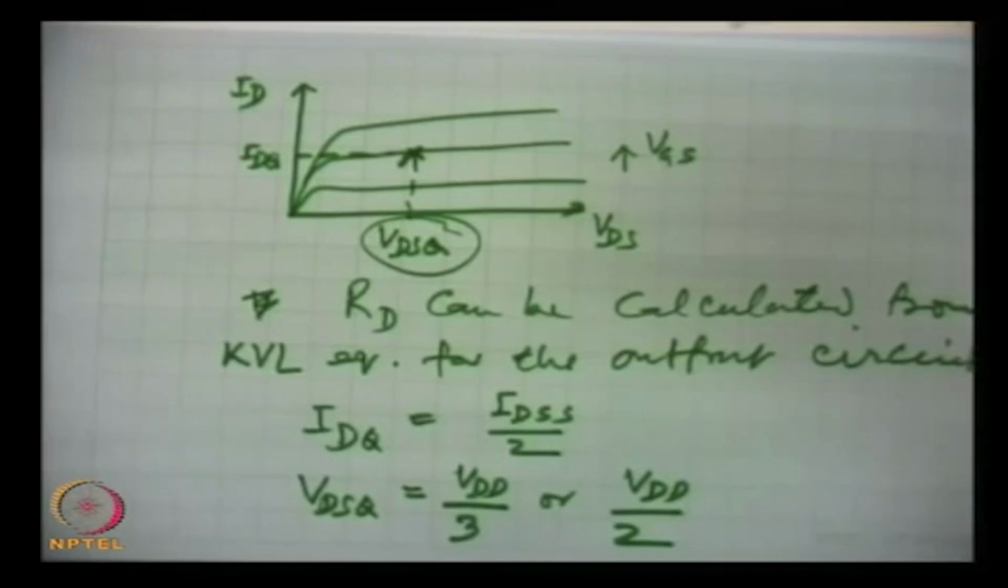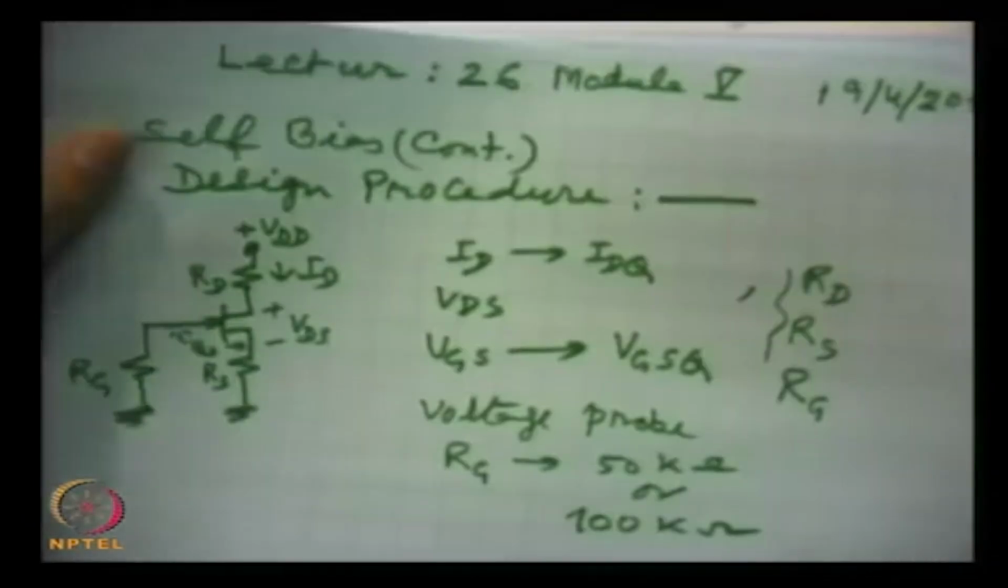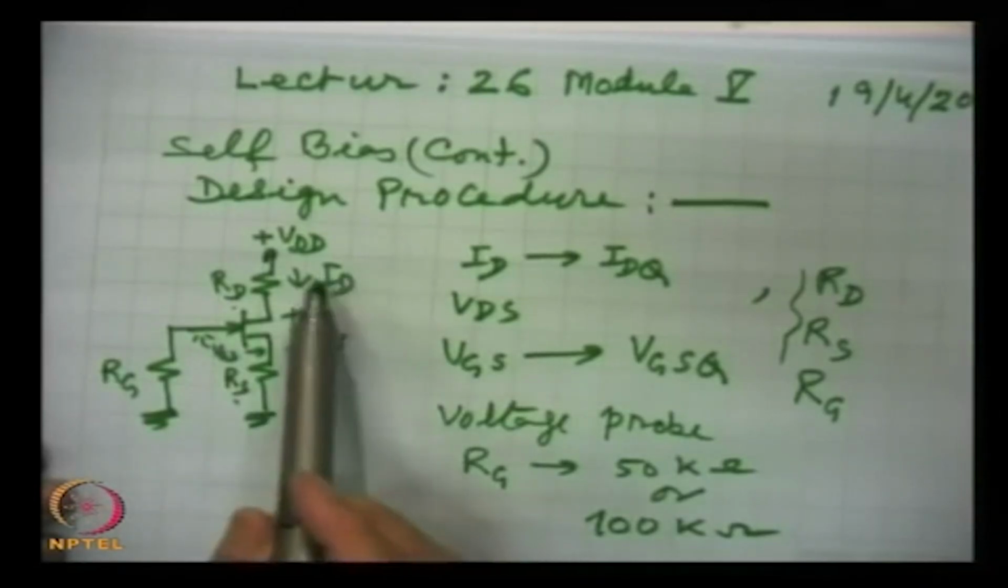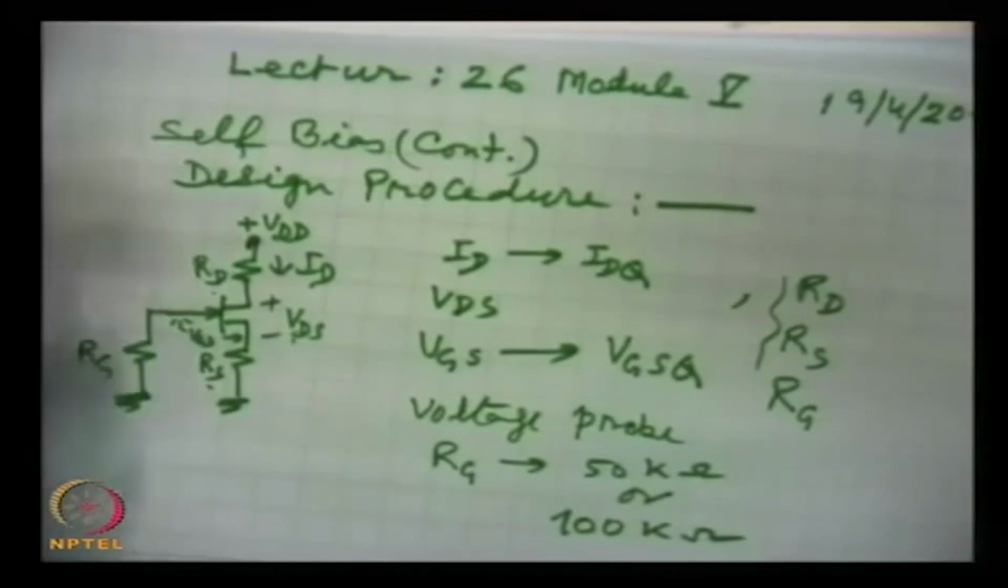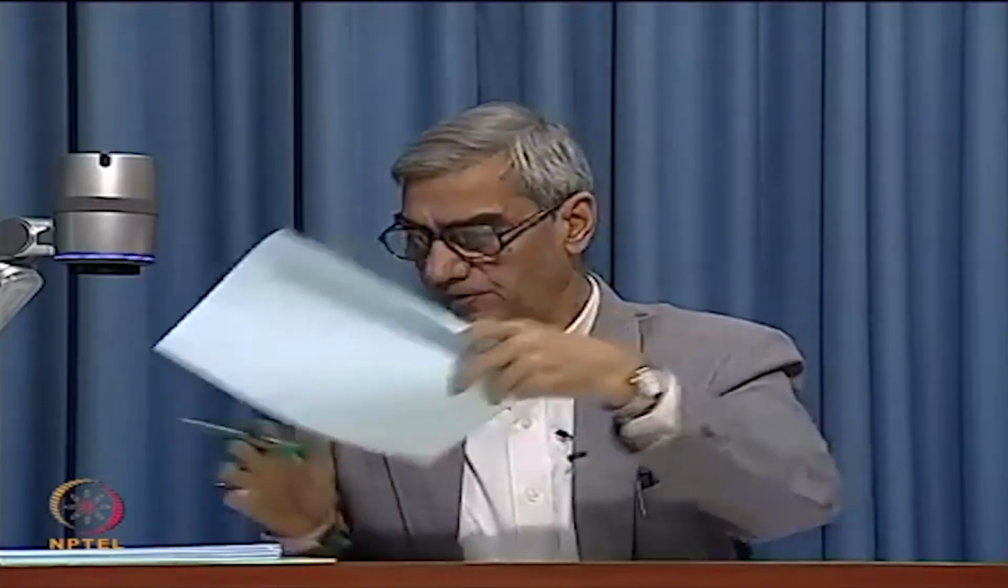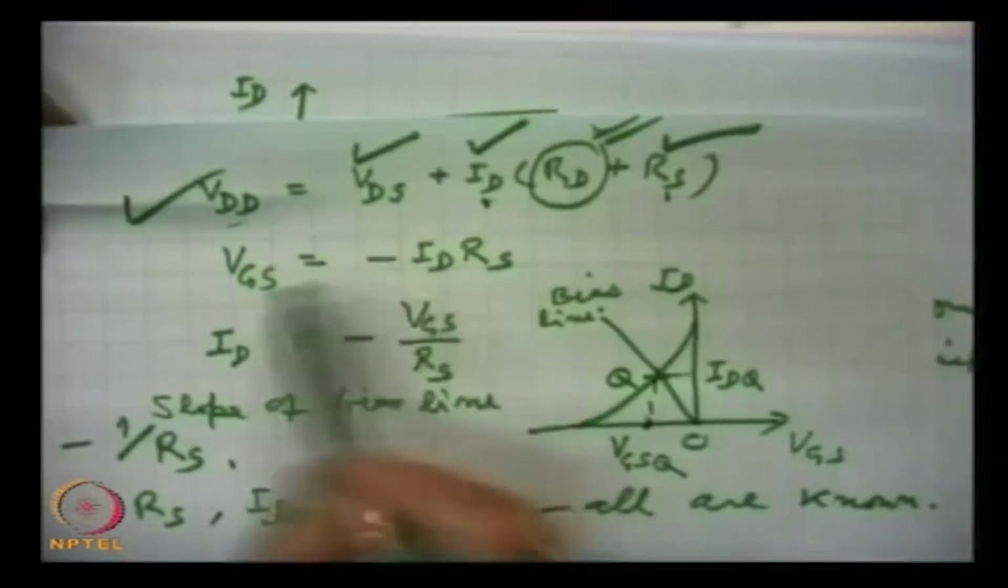So, this way, instead of using these characteristics, IDQ and VDSQ can be known from here. So, we have determined all the parameters of this circuit: RD, RS, VDS, ID, VDD and RG, and that is the complete design of the self bias circuit. Self bias is often used for junction field effect transistors, and it can also be used where negative VGS is required in the P MOSFETs particularly.